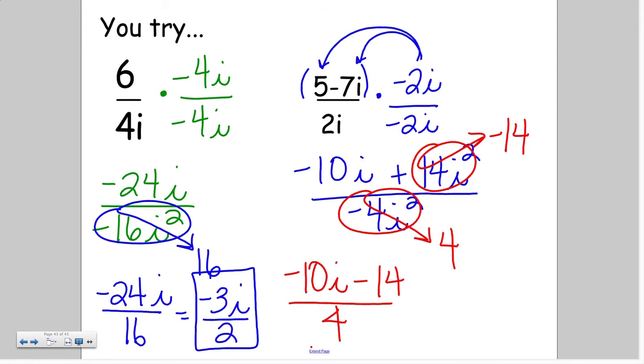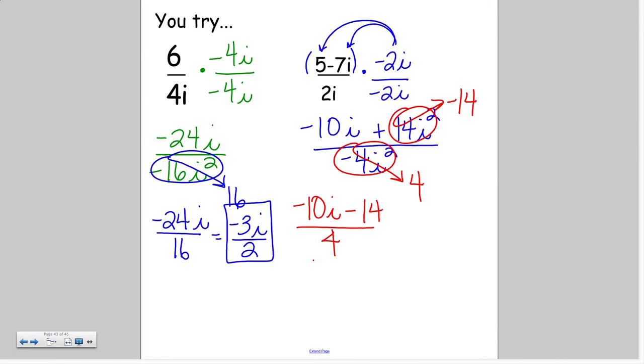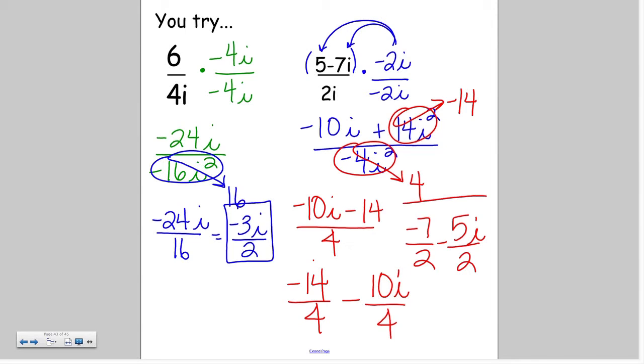And I'm going to break it apart so I can simplify. And I'm going to put my real part first. So negative 14 over 4 minus 10i over 4. Alright, simplify fractions. Negative 14 over 4 can simplify to negative 7/2. 10i over 4 will simplify to minus 5i over 2.